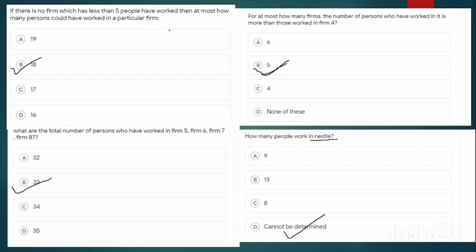There might be some doubts for question number 3. I'll take this question number 3 again for practice. For at most how many firms? When this phrase at most comes, it means this is a case of maximum. So how many firms? The number of persons who have worked in it is more than those who worked in firm 4. So I have to find the maximum number of firms having more persons than firm 4.